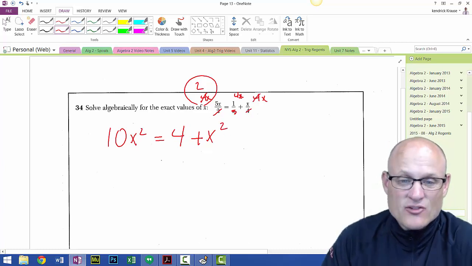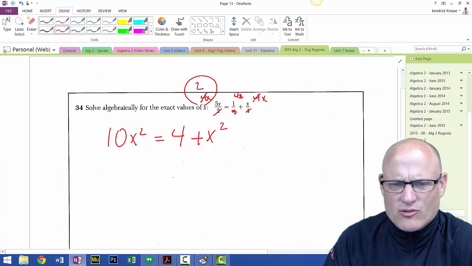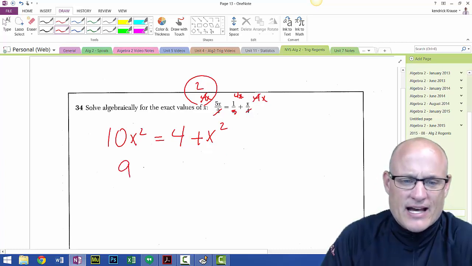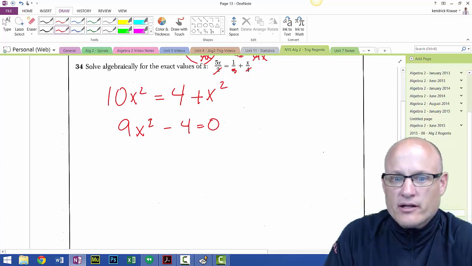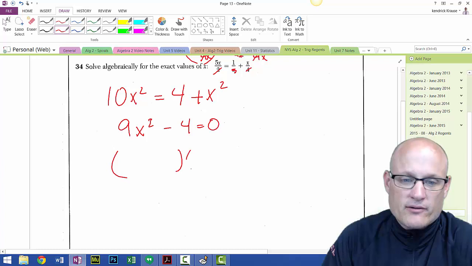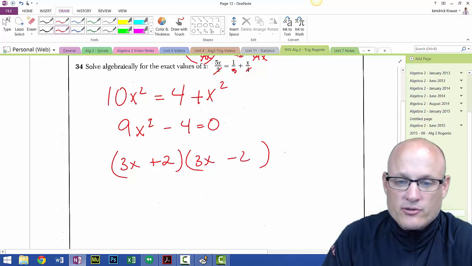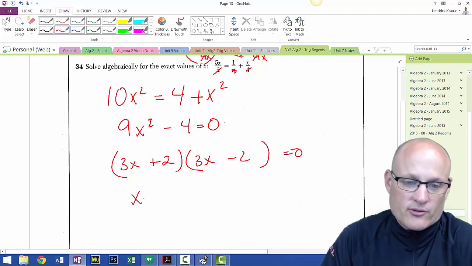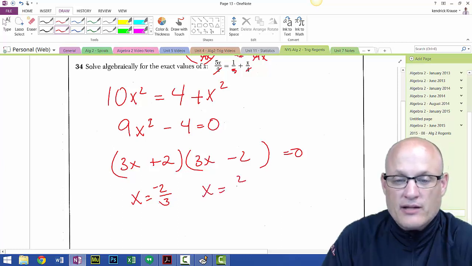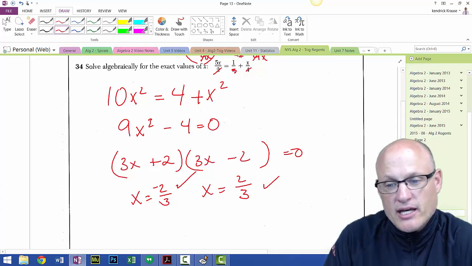This is actually a nice question. I like this question. So I'm going to move everything to the left side because it's a quadratic. I want to set it equal to 0, and I get 9x squared minus 4 equals 0. Two sets of parentheses: 3x plus 2, 3x minus 2, don't forget the equals 0, and you get two answers. x equals negative 2/3, and x equals positive 2/3. They both work, and they're both solutions.